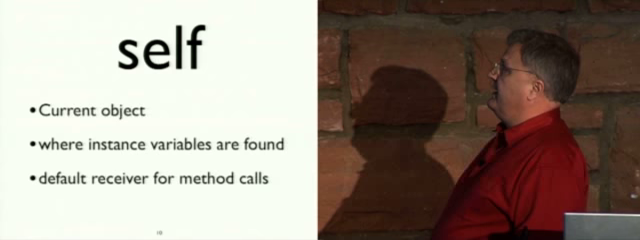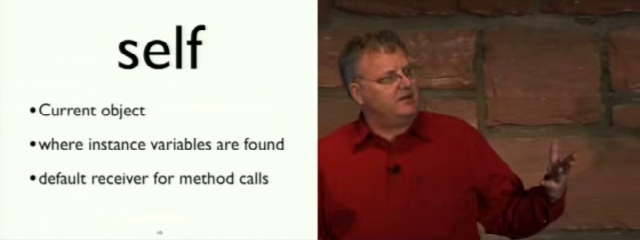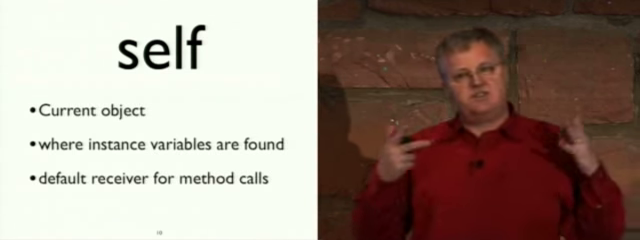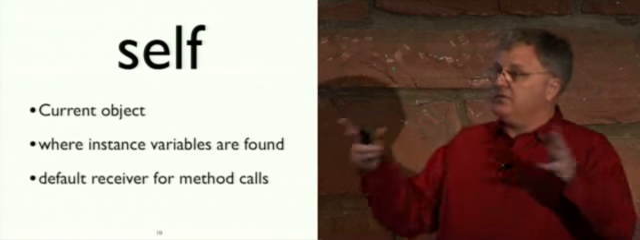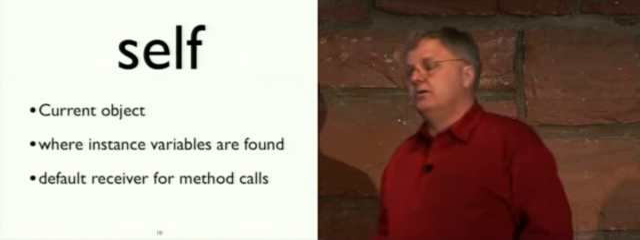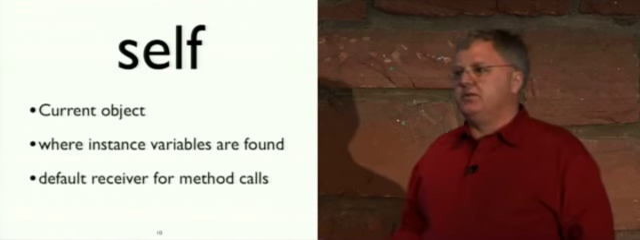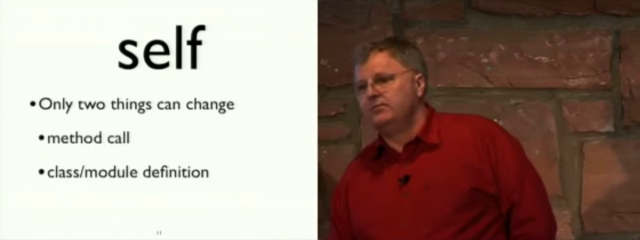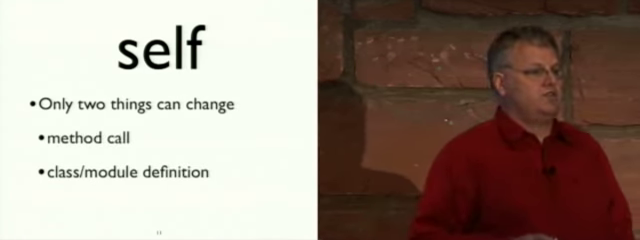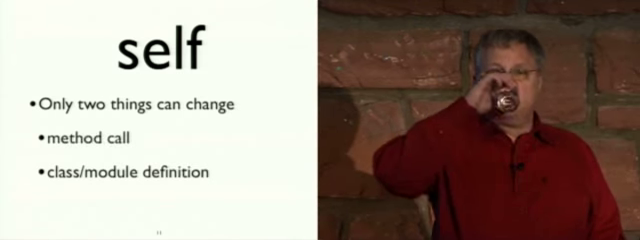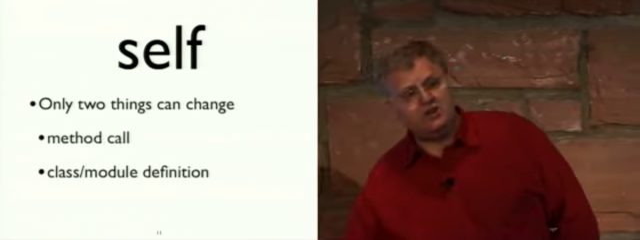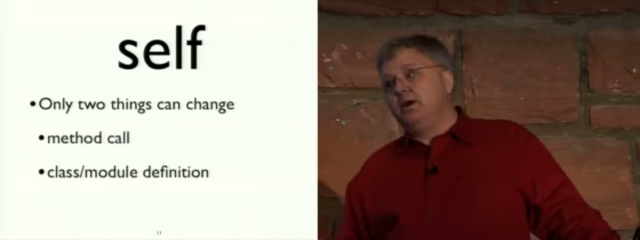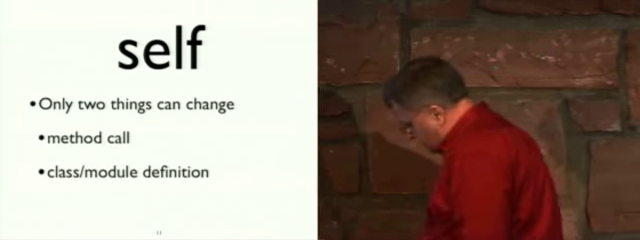So the first thing to understand is what sets self. How do you get self changed? Because obviously the changes in self is what changes Ruby's view of the universe as it's executing code. So understanding what changes self is absolutely critical. As far as I can tell, there are only two things that change self. Self can change when you call a method, and self changes when you define classes and modules. As far as I'm aware, those are the only two times that self changes.